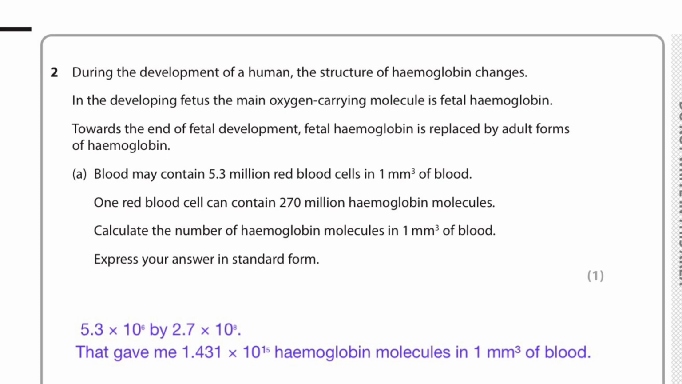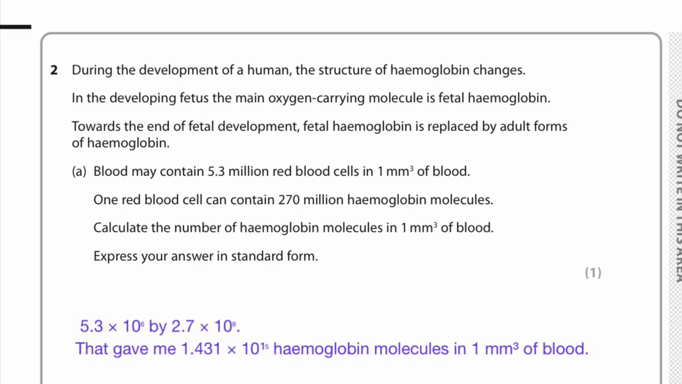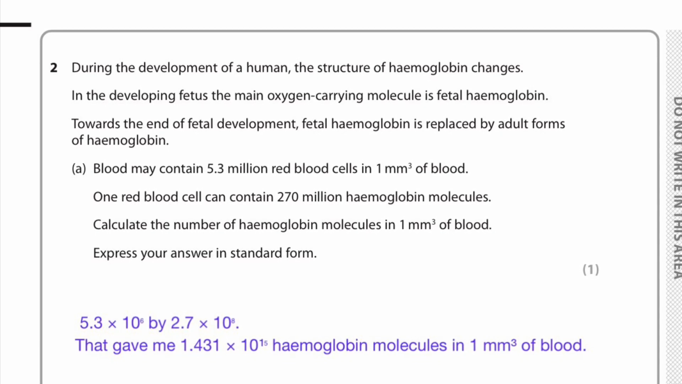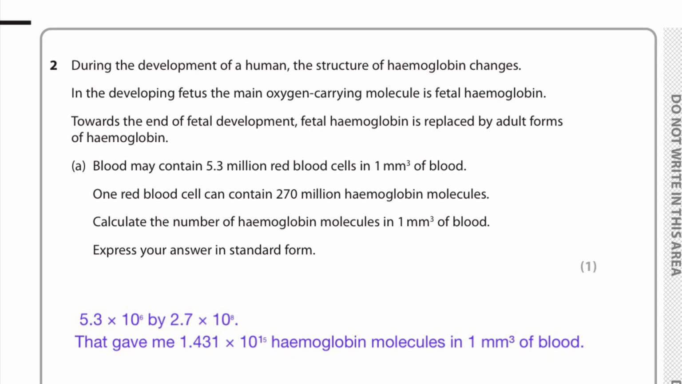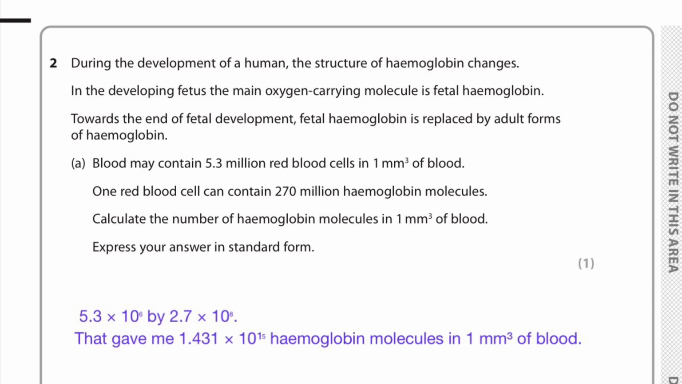In part A, they say, blood may contain 5.3 million red blood cells in 1 millimeter cubed of blood. One red blood cell can contain 270 million hemoglobin molecules. They ask us to calculate the number of hemoglobin molecules in 1 millimeter cubed of blood and express the answer in standard form.